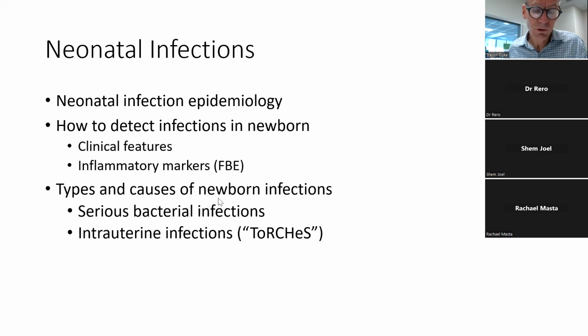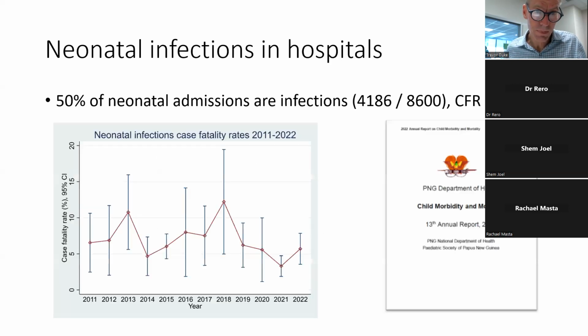We'll talk about, as I said, the types and causes of newborn infections. Today we'll talk about serious bacterial infections, and next week we'll talk a bit more about intrauterine viral infections, the so-called TORCH infections. There is overlap, but they are a bit different too.